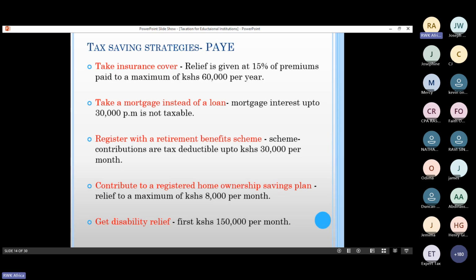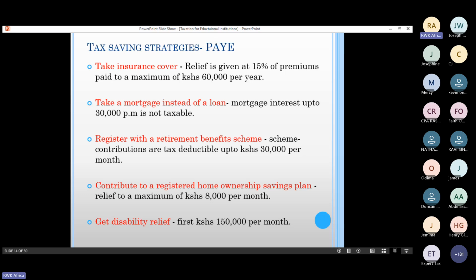Register with the retirement benefit scheme. So for the retirement benefit scheme, the tax deductible is up to 30,000 per month. So it's also an allowable contribution. Make sure that you register with these benefit schemes. The other one is to contribute to a registered home ownership saving plan, and you get a relief to a maximum of 8,000 per month.